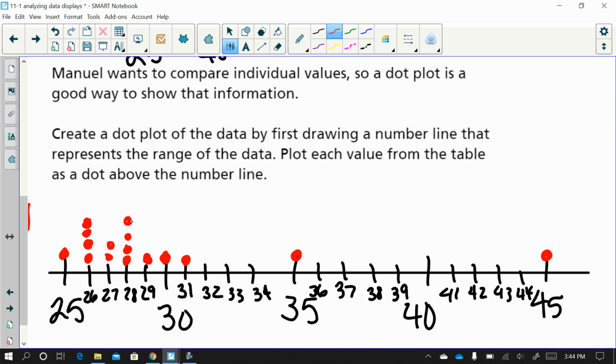Okay, so there's my dot plot. A couple things we can pick out. Looks like most of our data values are clustered more down here. I would almost consider 45 to be an outlier because look how far away it is from the majority of the data. Okay, the dot plot is pretty straightforward to make.